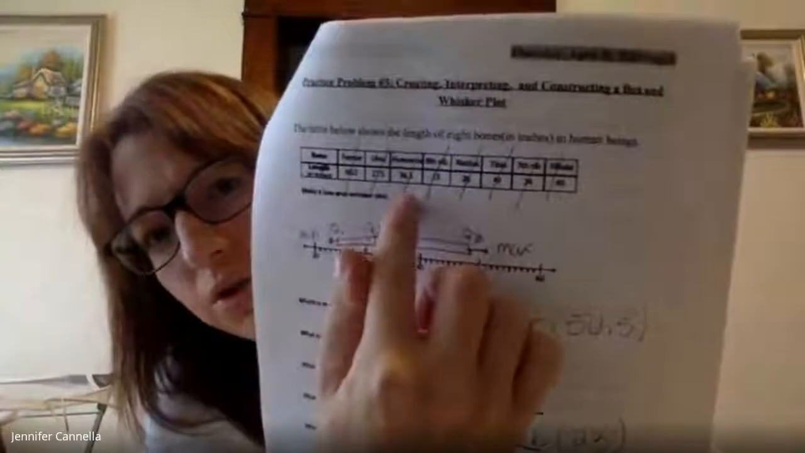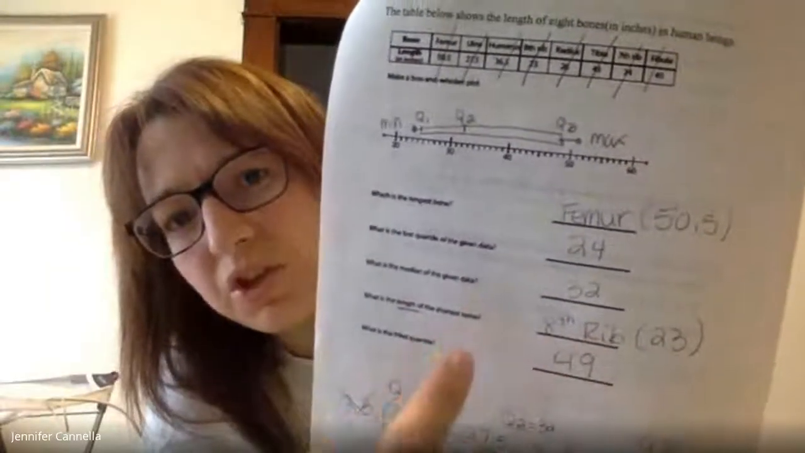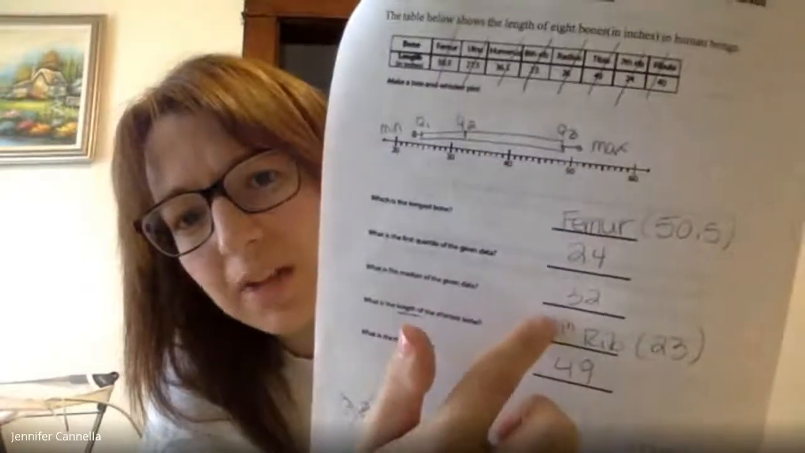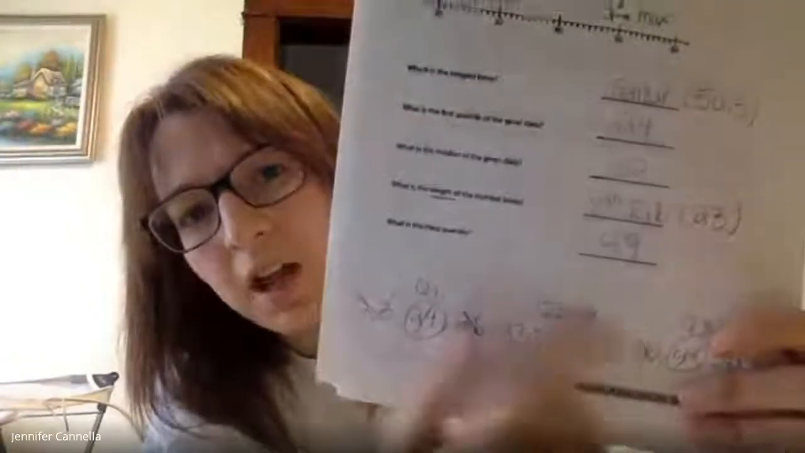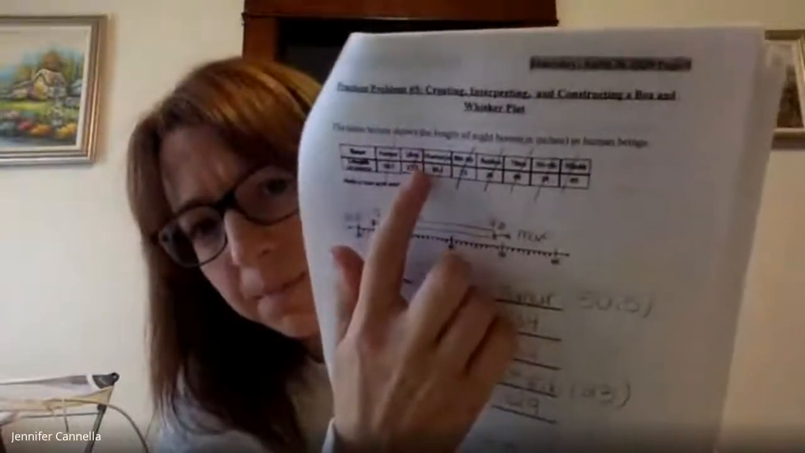Now on page 5, it looks like this. You're going to use the chart to create a box and whisker plot and answer the questions. Actually, no, let me rephrase that. The first step we have to do is find the median from the data, and then we can answer the questions and create the graph.